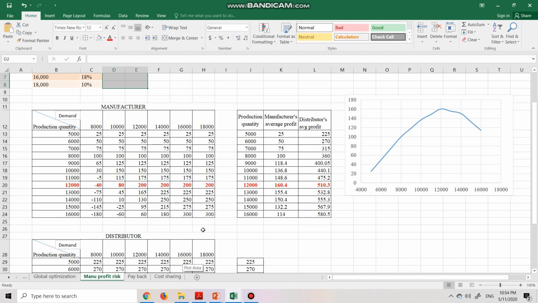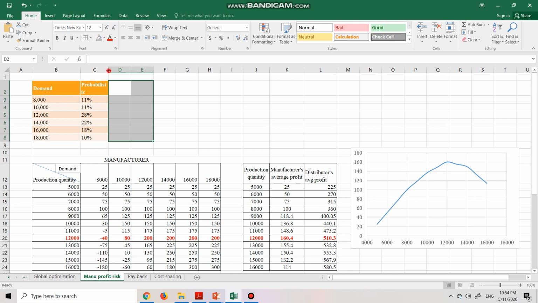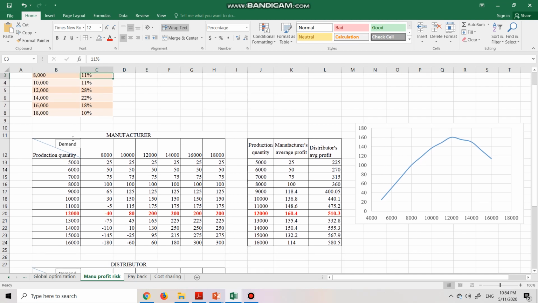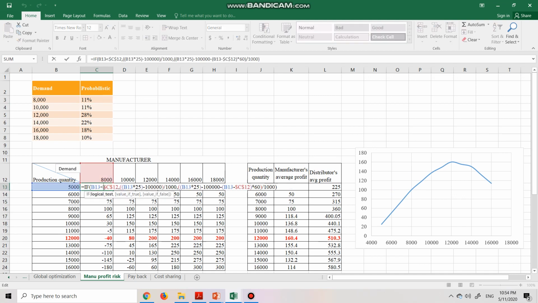So here we can see the demand probability table. So the same, we have the demand 8,000 with 11 percentage and so on and so forth. The information is the same as the swimming suit example. So how can we calculate the manufacturer profit? So we also use the if function.